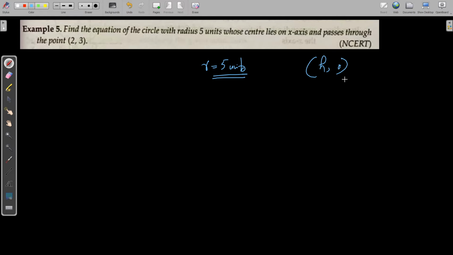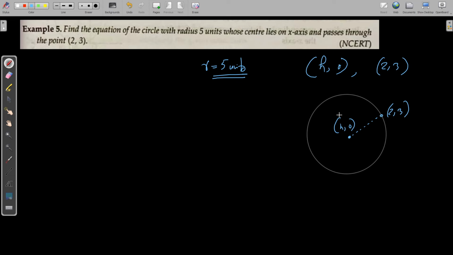I can write (h, 0), right? Also, the circle goes through the point (2, 3). So if I draw the circle, the center lies on the x-axis, that is (h, 0), and the other point is (2, 3). Quite similar to the previous question, we can easily find the radius.